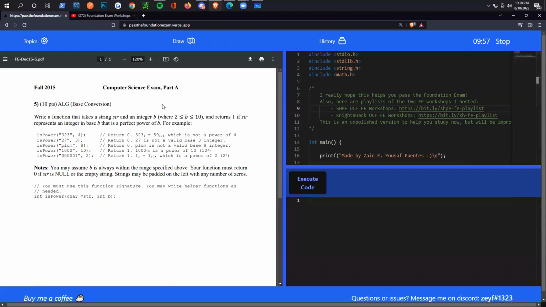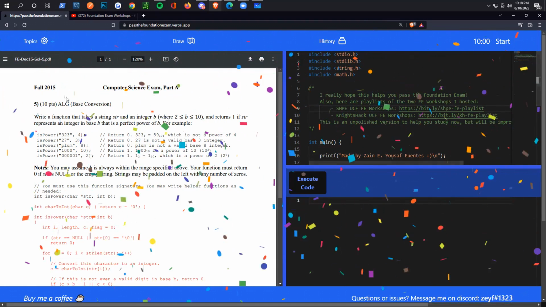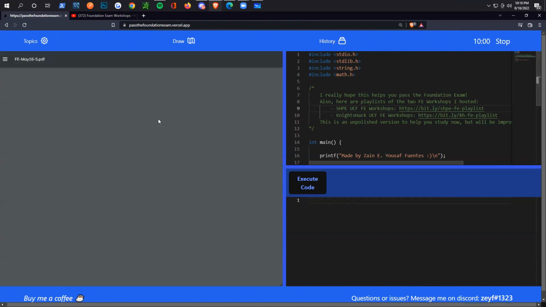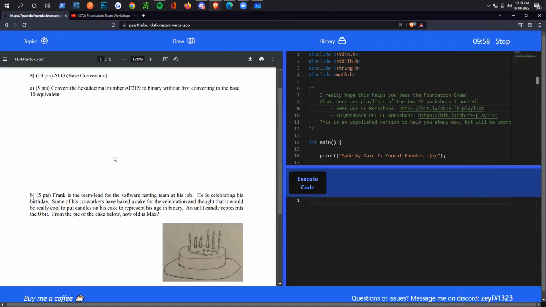Okay, this question, if you see it whenever you're using this website, just skip it. They'll never ask you this. This question was probably one of the hardest ones on any of the exams. They're not going to make you code anything base conversion. There's a reason this is from 2015 and they've never done this again. So let's go on to the next question.